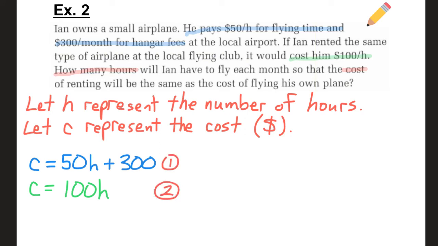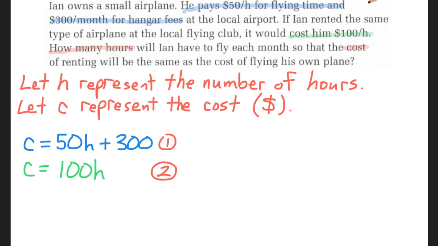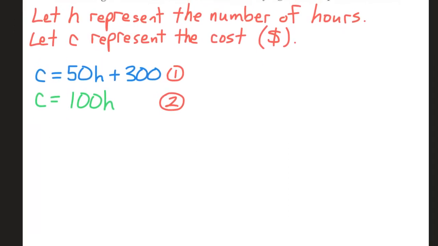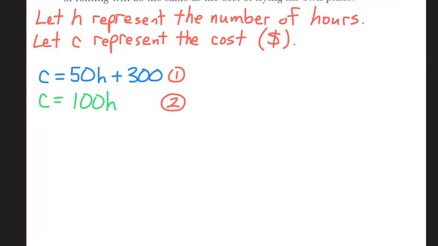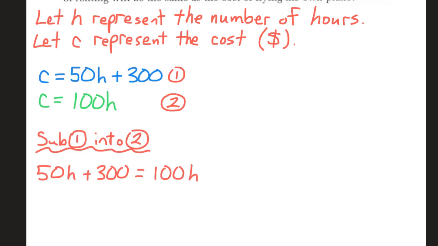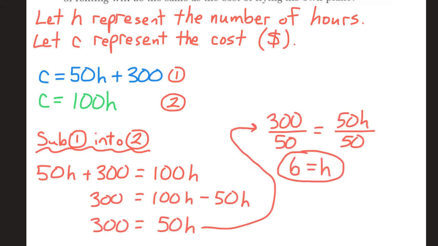So back in Unit 2, I had my two equations. I labeled them Equation 1 and Equation 2, and then I proceed to solve. We used the method of substitution. So I substitute Equation 1 into Equation 2 because they're both equal to C, so they're both equal to each other. So 50H plus 300 is equal to 100H. And now I just rearrange my equation to get like terms together, simplify, and solve. So when you do the math, you end up with an answer of 6 hours.